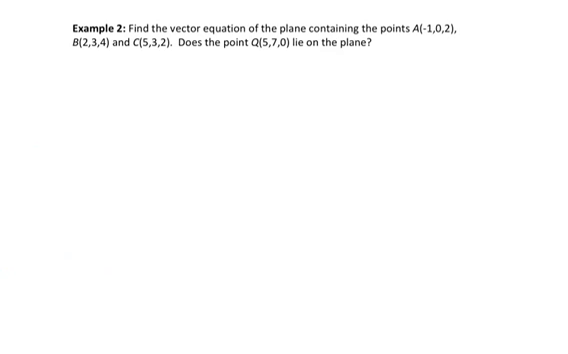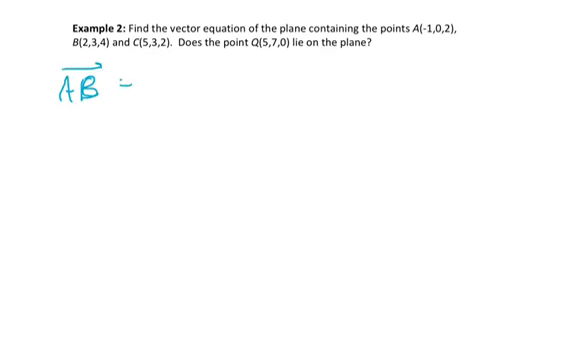All right, so now we've got 3 points, and we want to know if this point lies on the plane. Well, to take my 3 points, I need to use them to make 2 direction vectors, and then use any one of the points to make the equation. So I'm going to first find my direction vector.